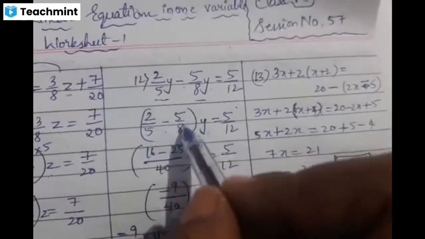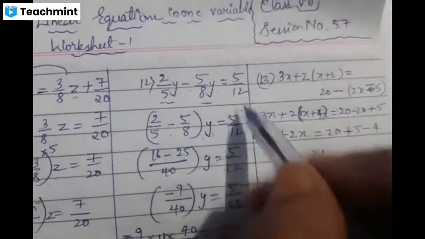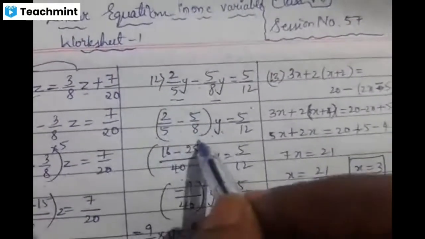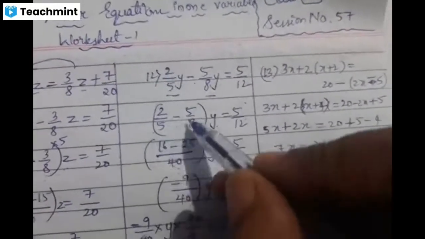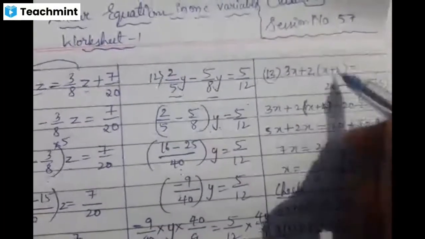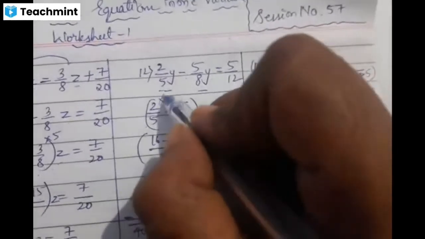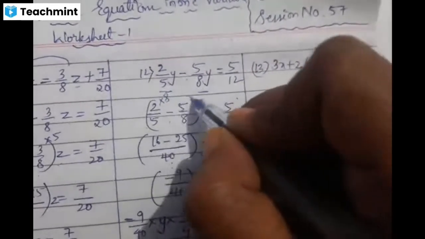2 by 5 minus 5 by 8 into y is equal to 5 by 12. Different denominators, take the LCM. 5 and 8, LCM is 40. 5 8s are 40, 8 5s are 40.